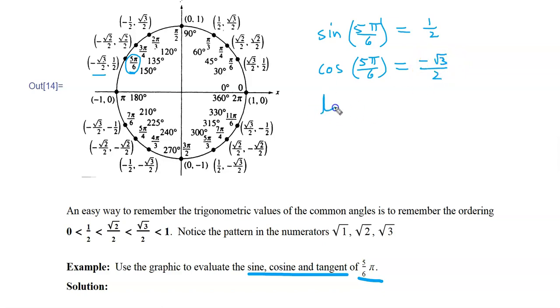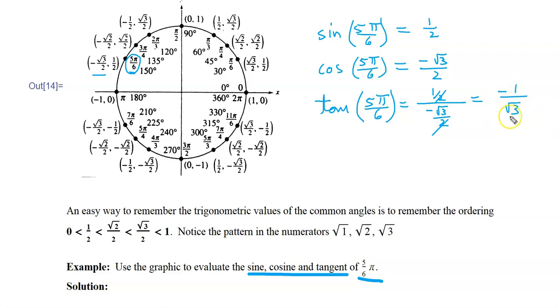And the tangent of 5 pi over 6 is going to be the y coordinate divided by the x coordinate. So that's going to be, and the 2's here cancel, and we get negative 1 over root 3.